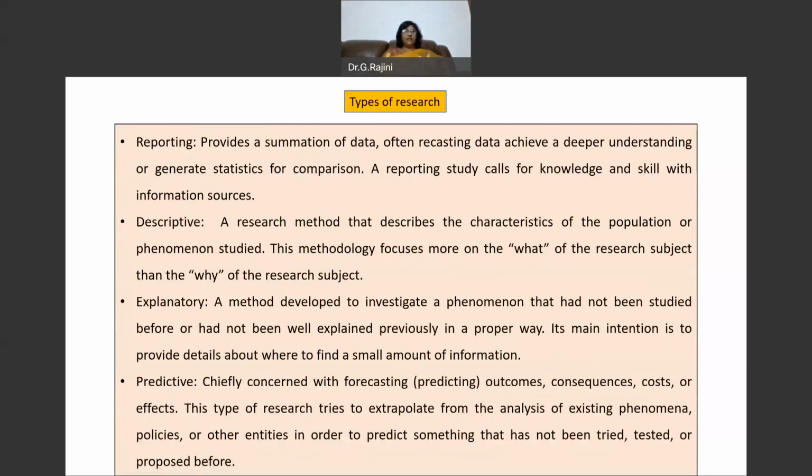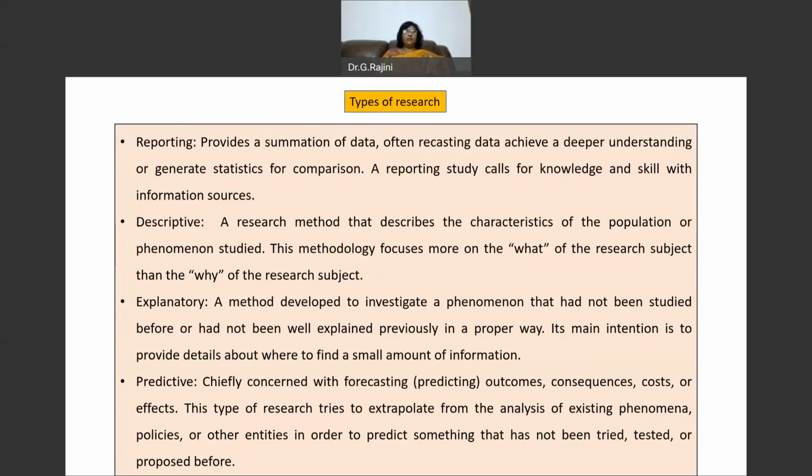And likewise, after the data is collected, reporting it in a summarized version to the top management is very, very important. It often recasts data to achieve a deeper understanding or generate statistics for comparison. So this reporting study calls for knowledge and skill with information sources. The data is not at all enough. The meaningful information you get from the data is very important for the decision makers.